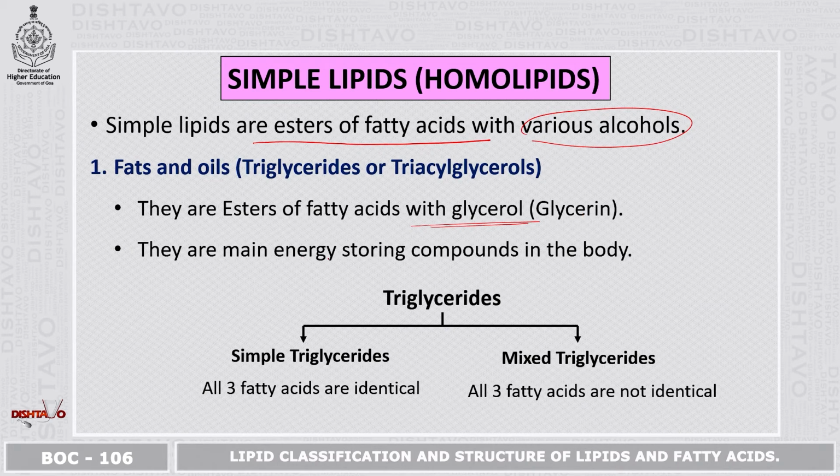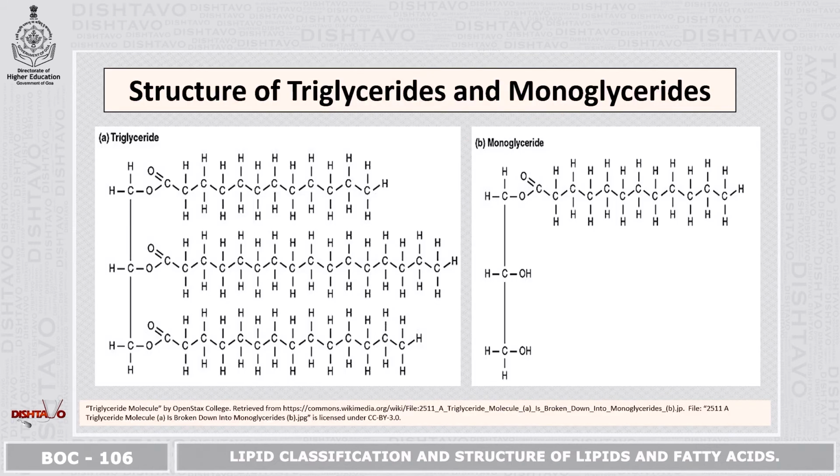And they are the main energy storing compounds in the body. And triglyceride could be simple triglyceride or it could be mixed triglyceride. So, when we have triglyceride, if all the 3 fatty acids are identical, it is simple. And if all the 3 fatty acids are not identical, then it will be the mixed triglyceride. So, here we have the structure of triglyceride and monoglyceride.